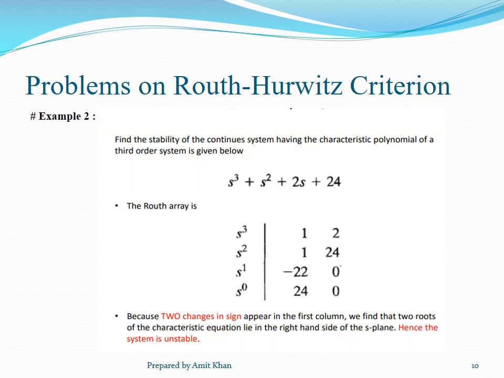There is also another example of Routh-Hurwitz criteria. In this problem we can see that there is a sign change in the first column. Basically there are two changes in sign which appear in the first column. From plus 1 it changes to minus 22, and from minus 22 it changes to plus 24. So there are two sign changes in the first column. So two roots of the characteristic equation lie on the right hand side of the S-plane. So the system is unstable.